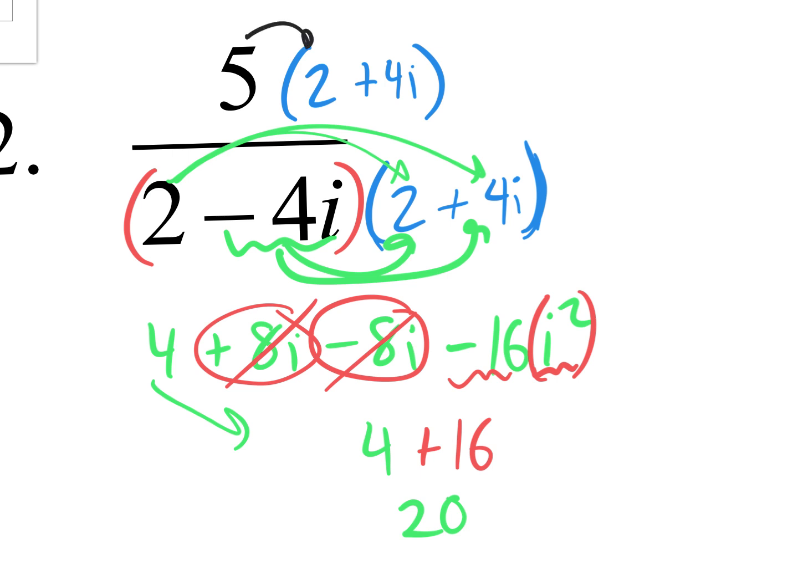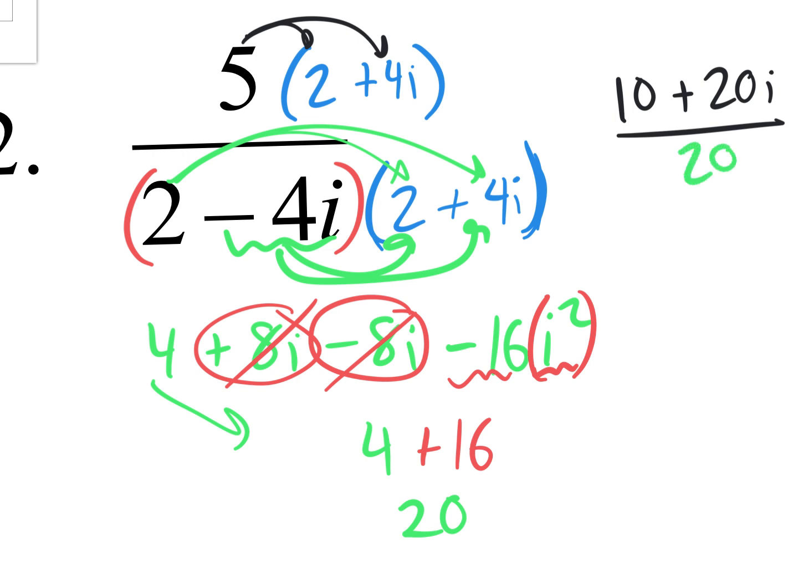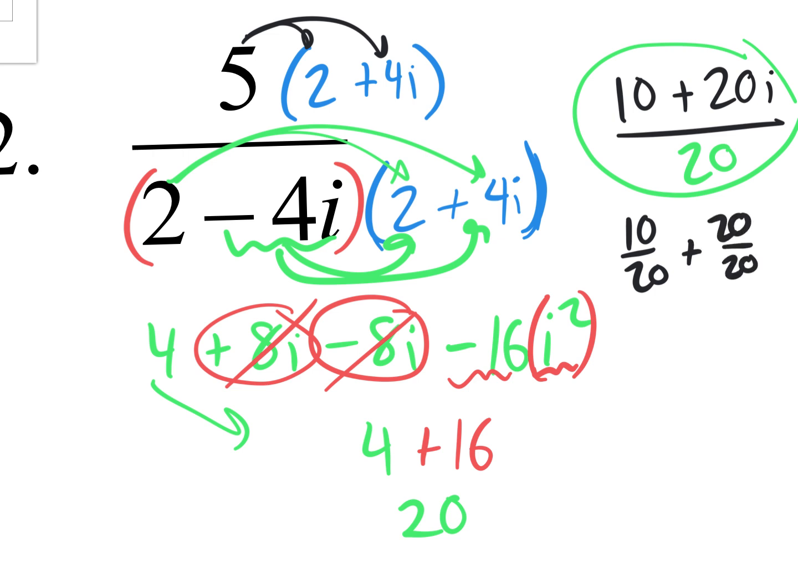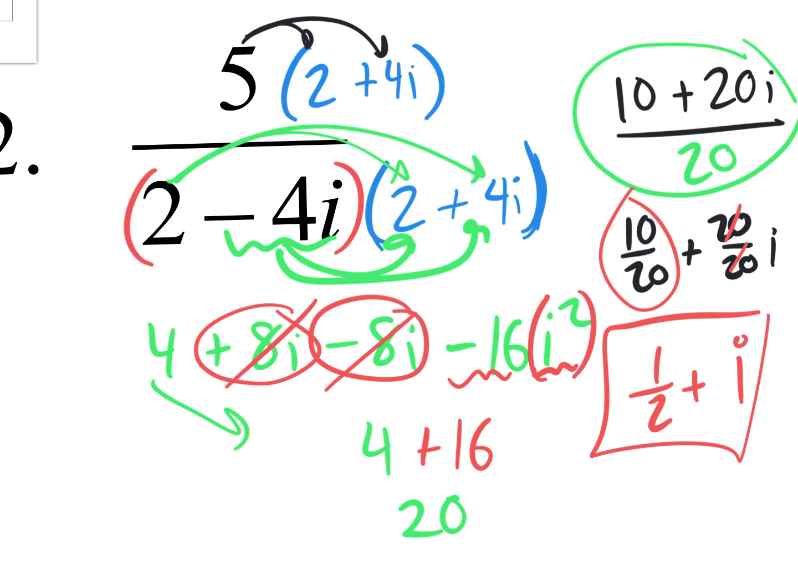Up on top, 5 times 2, 10. 5 times 4i, 20i. So 10 plus 20i over 20. That is an acceptable answer. However, if it's multiple choice, they probably split it, especially because you're able to reduce those fractions. 10 over 20 plus 20 over 20 with an i. Well, 10 over 20 reduces down to 1/2, plus 20 over 20, that cancels out. You end up with just one i. So technically, that was the nicest looking answer, 1/2 plus i.